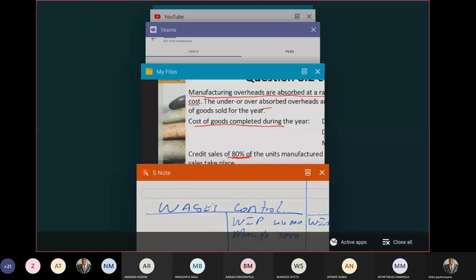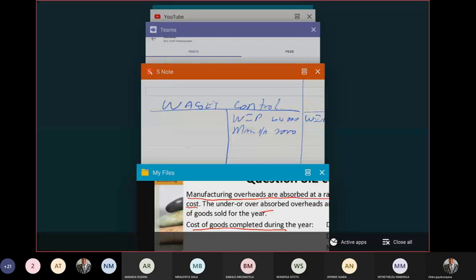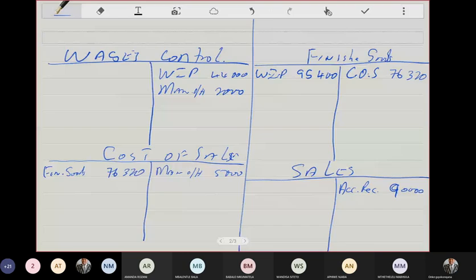Then they said the goods returned by customers, cost price 3,600, sales price 4,700. Remember what I've said to you, that in cost accounting we are so direct. So we just simply go back and say, okay, these goods returned are from this 90,000. We've made these sales on credit, hence we've got accounts receivable. So we simply do the adjustment and say, accounts receivable, that total amount, 4,700. We don't waste our time by opening up the returns and all those things.